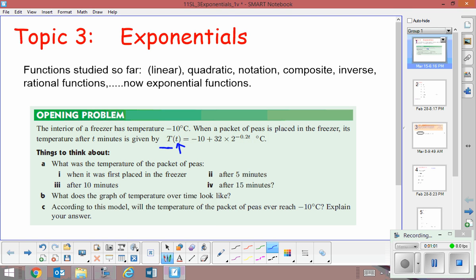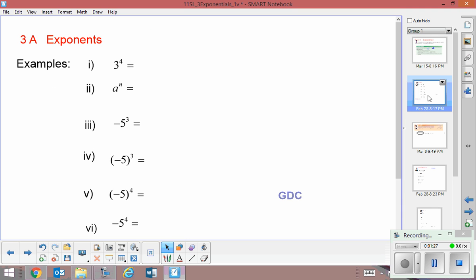Now we can see our little t appears as the exponent in our equation, and that's why it's an exponential graph. You may have come across these before with exponential growth or exponential decay, and we're going to look at the graph in a lot more detail in the later sections of the chapter. But let's start by going over all our exponent rules and how to deal with exponents. What do exponents mean? Hopefully this is revision for you.